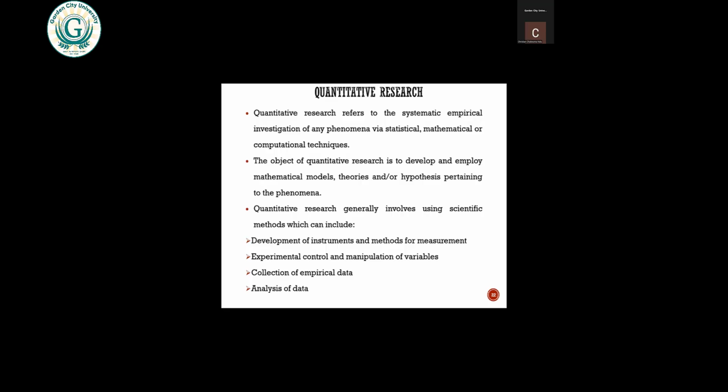And then you can also have it in the form of experimental controls or manipulation of variables. So you can have an experimental research that would be a quantitative research. You'll be collecting empirical data, numerical data. That is what you will be collecting. And then you would need to analyze that data, mostly using statistics.